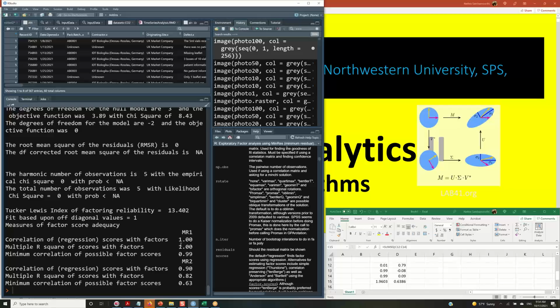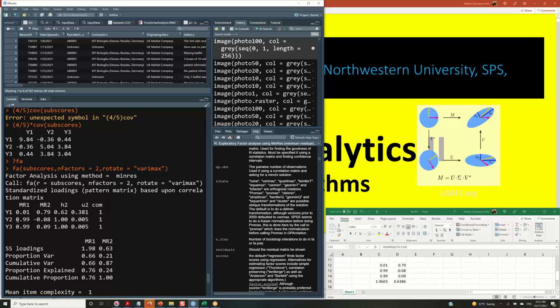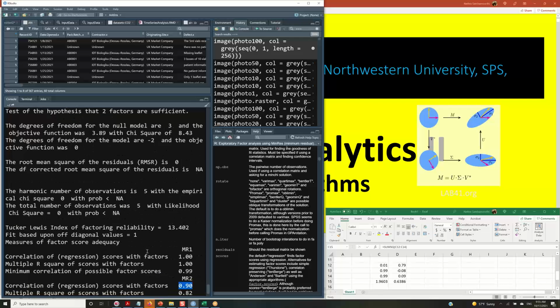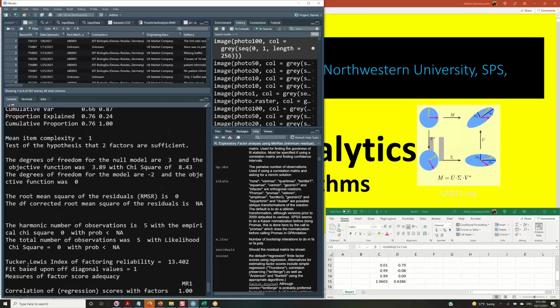So correlation of scores with factors: the first factor, MR1, has very high correlation. Correlation of regression scores with factors is very high. And that's what we know, and this is also very high for MR2. This factor is correlated very highly. MR1 is highly correlated with the scores, with the data values. That's what we are saying here. So instead of a small data set like Y1, Y2, Y3, you can also have bigger data sets. Still, you can interpret in the same way. That's the conclusion I have.